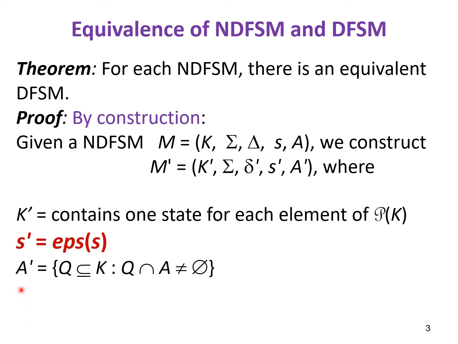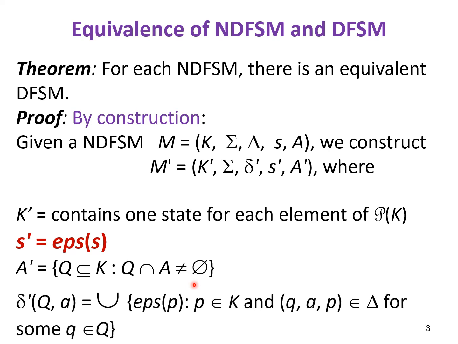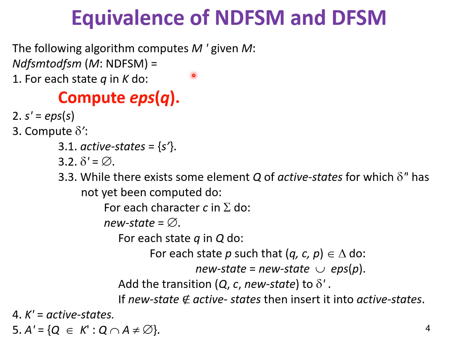A', that is the new accepting states, are the Q's which are subsets of K, where Q intersection A is not equal to null, and δ' of Q comma a is equal to the union of EPS of p, where p belongs to K and (q, a, p) belongs to Δ for some q belongs to Q. This is the algorithm which computes M', a deterministic finite state machine, given a non-deterministic finite state machine M.